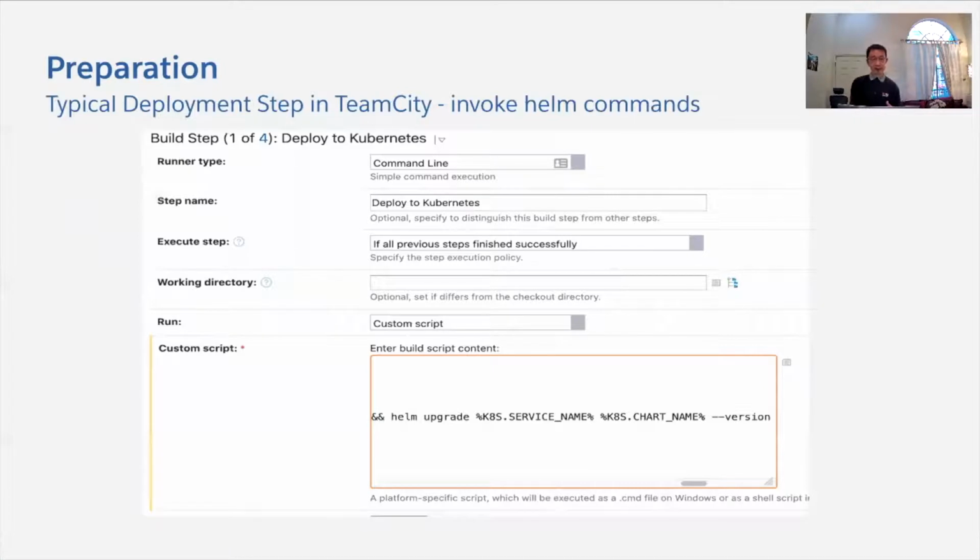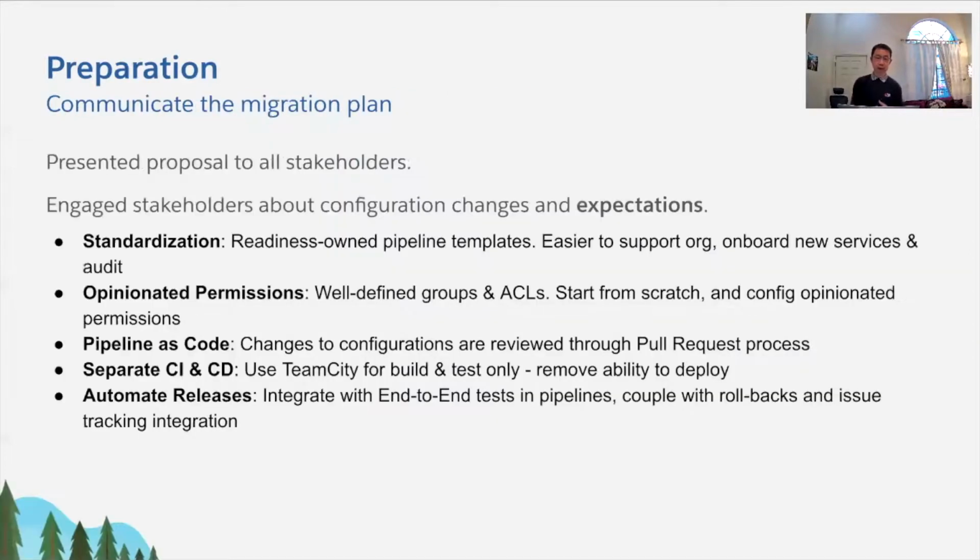This is a typical example when we look at a TeamCity configuration. We look up the build steps that invoke the Helm client. During preparation, it's very important to communicate the migration plan to all stakeholders. We need to engage all stakeholders about configuration changes and, more importantly, expectations. What changes are coming? It's very important to communicate this.